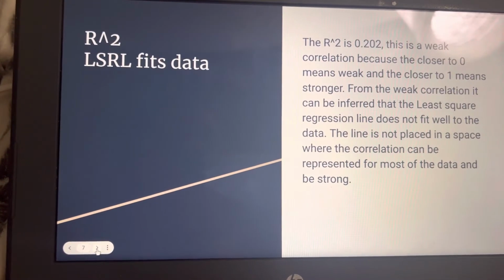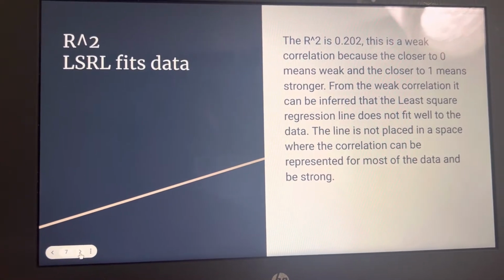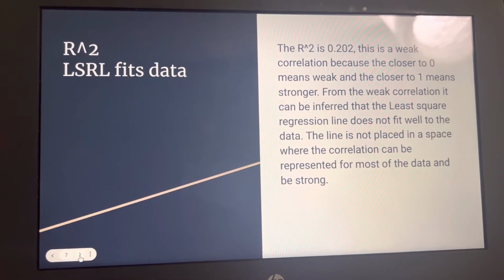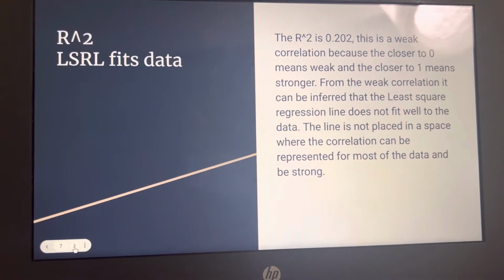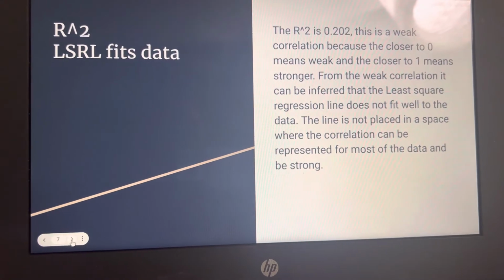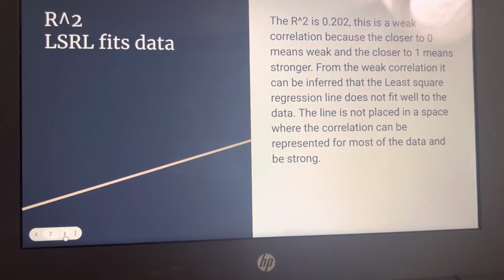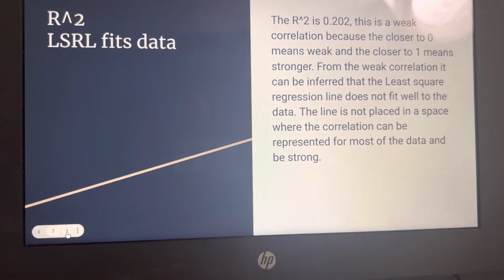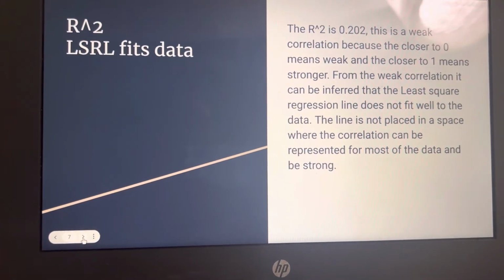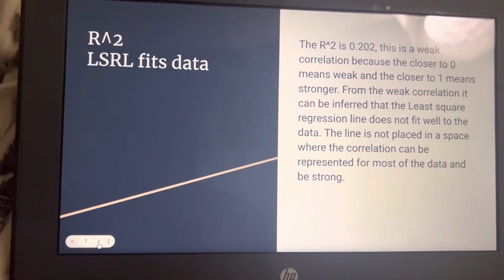R squared and the LSRL fit and how it fits the data. The R squared is 0.202. This is a weak correlation because the closer to 0 means weaker and the closer to 1 means stronger. From the weak correlation, it can be inferred that the least square regression line does not fit well to the data. The line is not placed in a space where the correlation can be represented for most of the data and be strong. This can also mean that the residual squares were fairly larger since they were not closer to the average of the data.